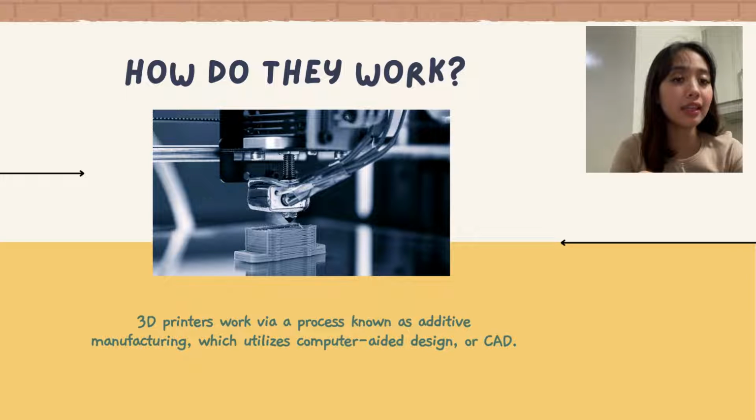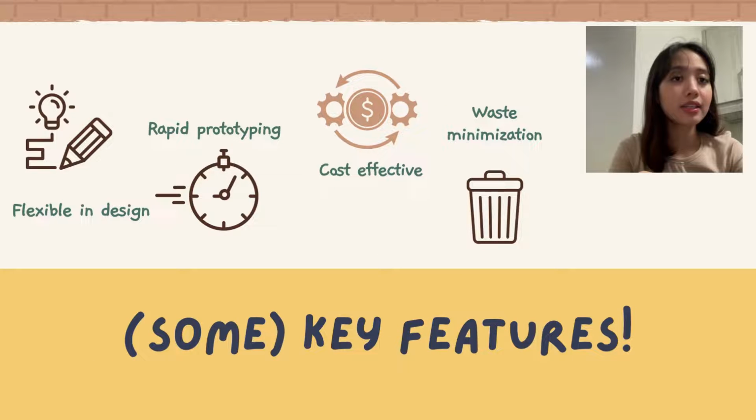Each overlapping thin layer can be quite intricate, with moving elements such as hinges and wheels. This technique is repeated until the model is finished. Some key features of 3D printers include the following. First, it is flexible in design. More sophisticated designs can be designed and made using 3D printers as compared to traditional procedures. Traditional techniques also have constraints which are lessened by 3D printing.